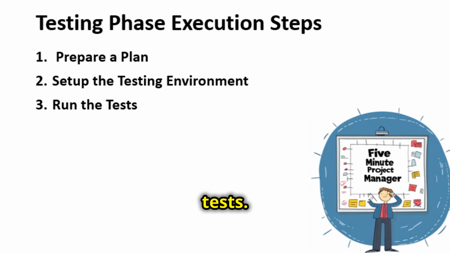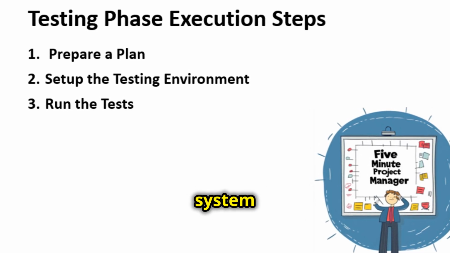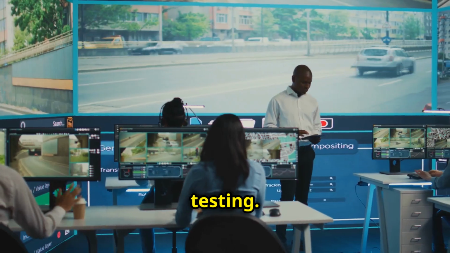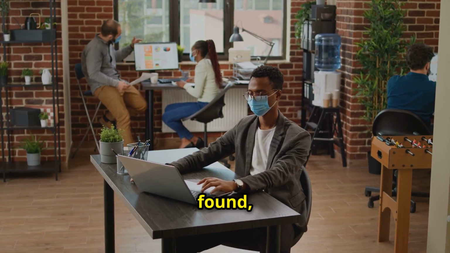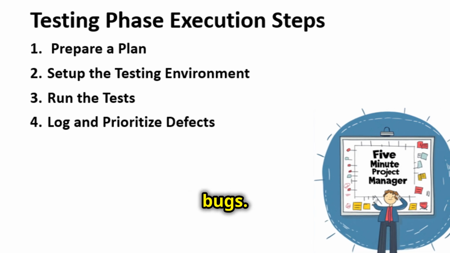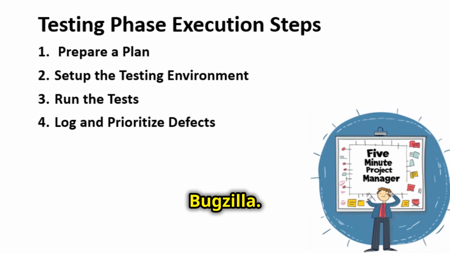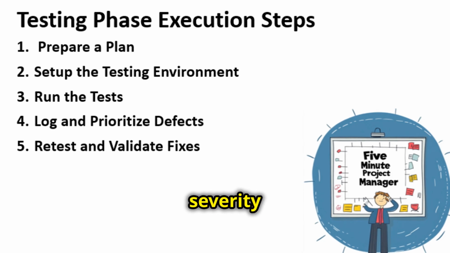Then run the tests. Execute the planned tests systematically: unit tests, integration tests, system tests, and finally user acceptance testing. Document everything: issues found, results, and fixes. After that, log and prioritize bugs. Track all bugs and errors using a bug tracking tool like Jira or Bugzilla. Prioritize fixes based on severity.